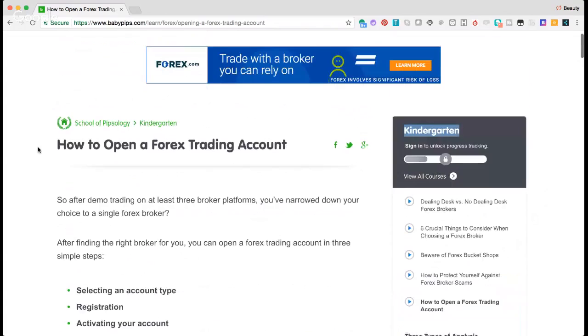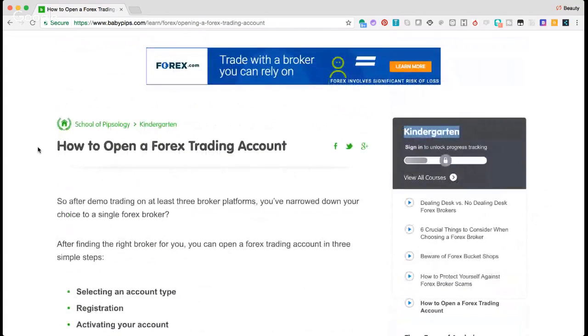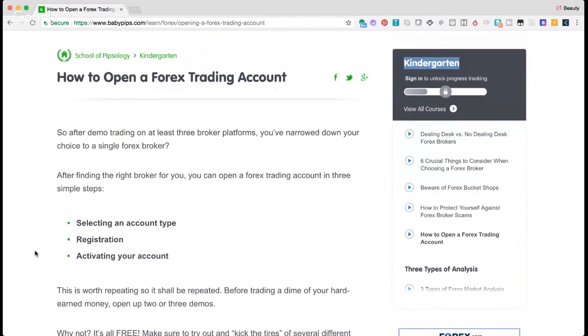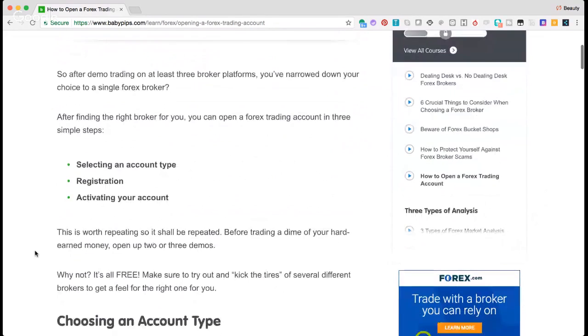Forex trading account. So after demo trading on at least 3 broker platforms, you've narrowed down your choice to a single Forex broker. After finding the right broker for you, you can open a Forex trading account in 3 simple steps: selecting an account type, registration, and activating your account. This is worth repeating, so it shall be repeated.